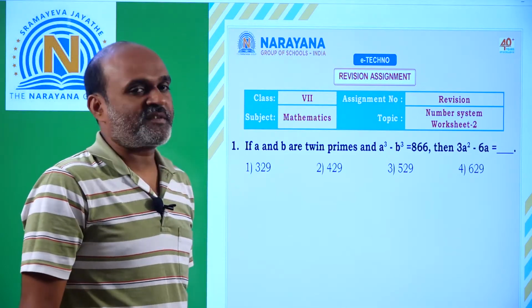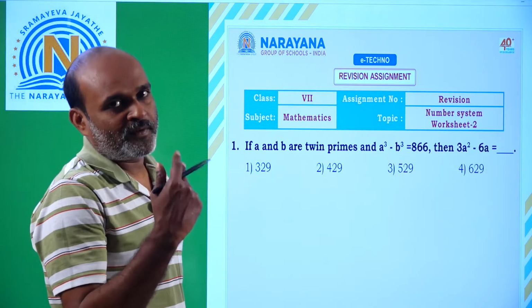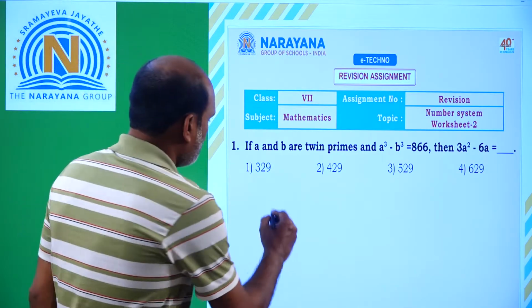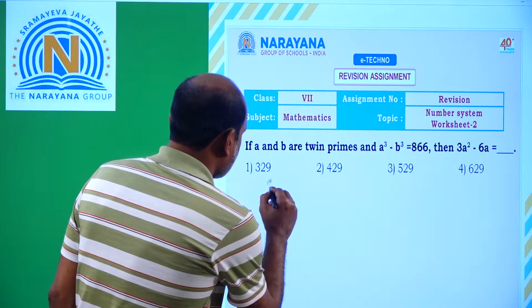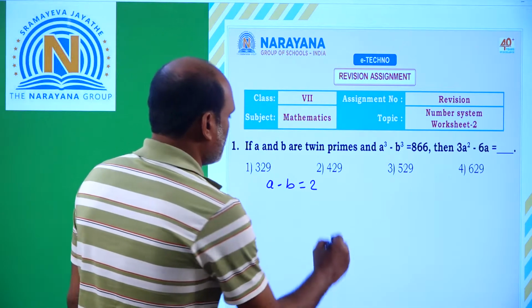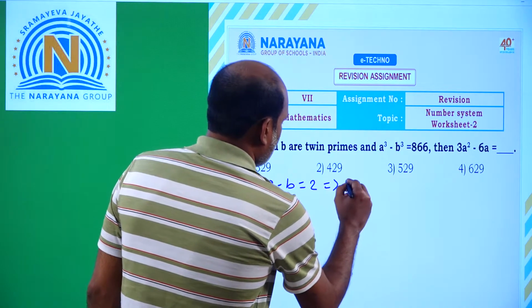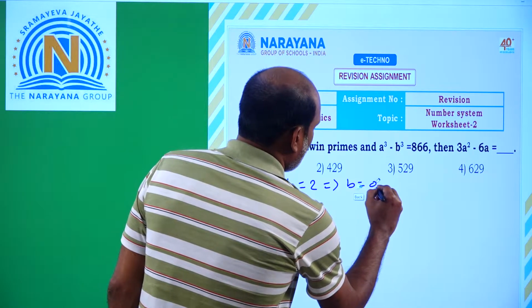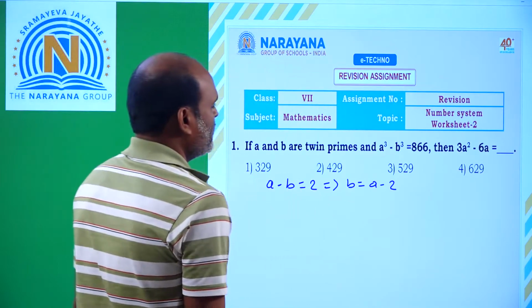Here A and B are twin primes means the difference between the two prime numbers is 2. So A minus B is equal to 2. That implies B is equal to A minus 2.